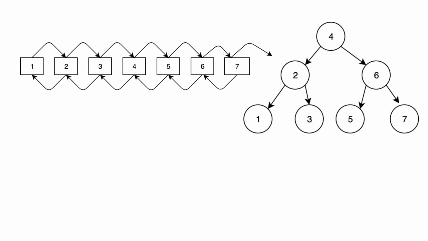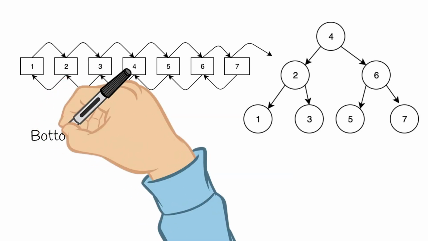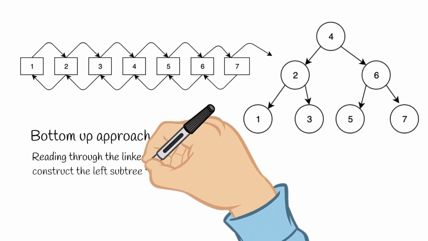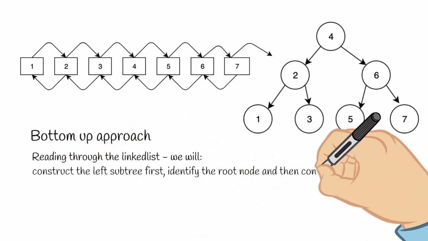Since it's a sorted doubly linked list, the middle element would represent the root node, and the elements on the right side of the middle element will be a part of the right subtree, and the elements on the left side of the root element, which is 4, will be a part of the left subtree. And we can basically follow that pattern inside the left and right parts of the list, solving them as their own individual subproblems.